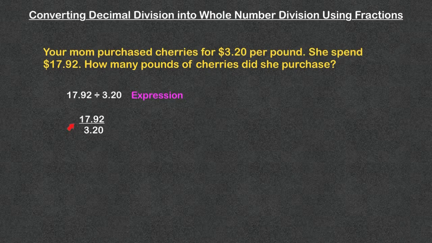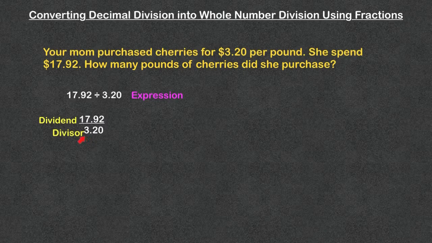This is how we write it, as a fraction. And your divisor on a fraction is the number on the bottom, and the dividend is the number on the top.